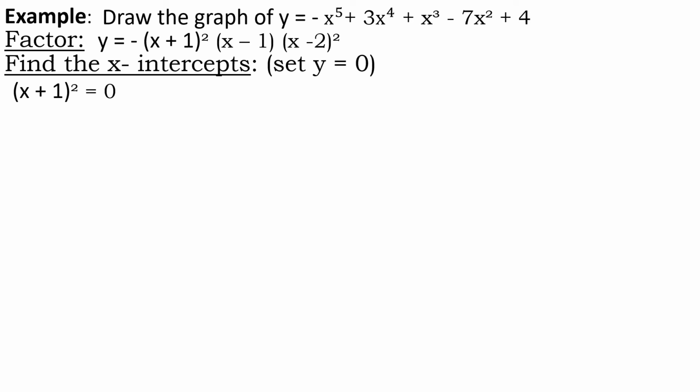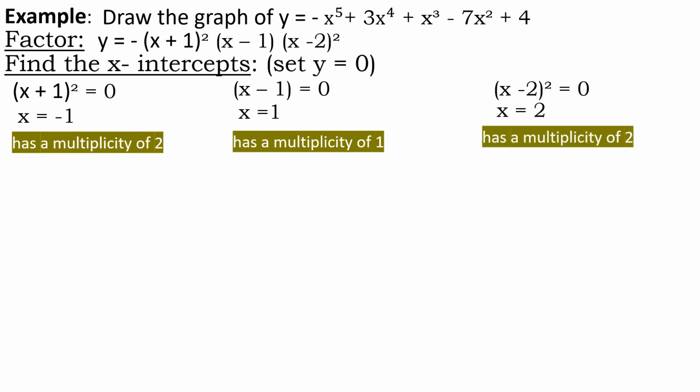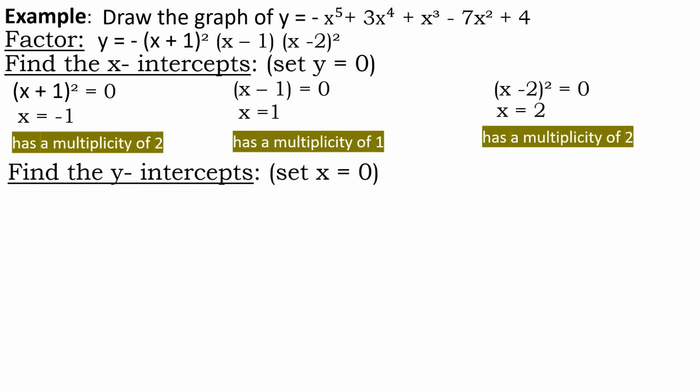x plus 1 squared equals 0. x minus 1 is equal to 0. x minus 2 squared is equal to 0. So, ito, x is equal to negative 1, x is equal to 1, and x is equal to 2. Ang multiplicity niya ay, it has a multiplicity of 2. So, if x is equal to 1, it has a multiplicity of 1. And if x is equal to 2, it has a multiplicity of 2.